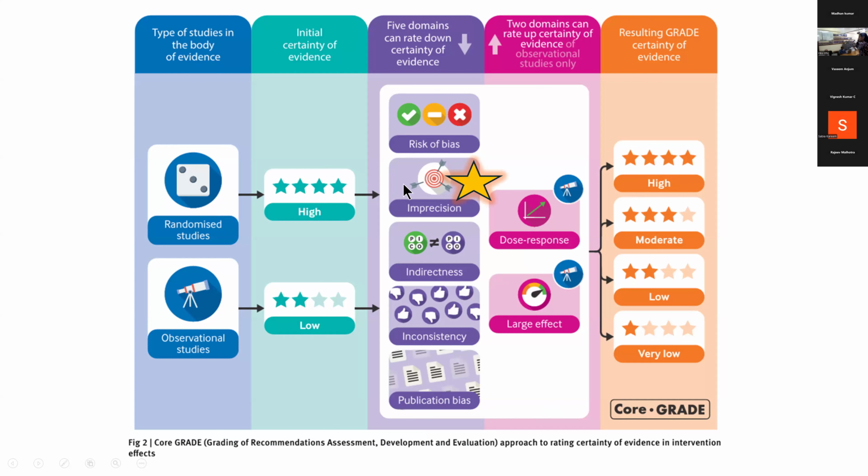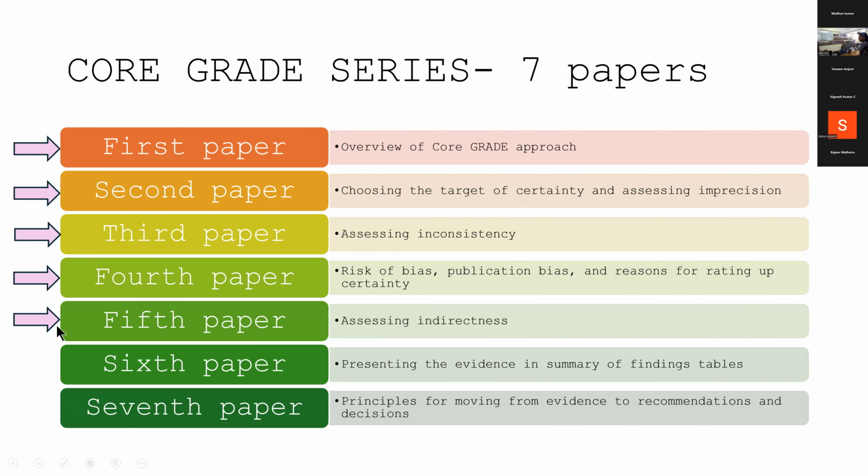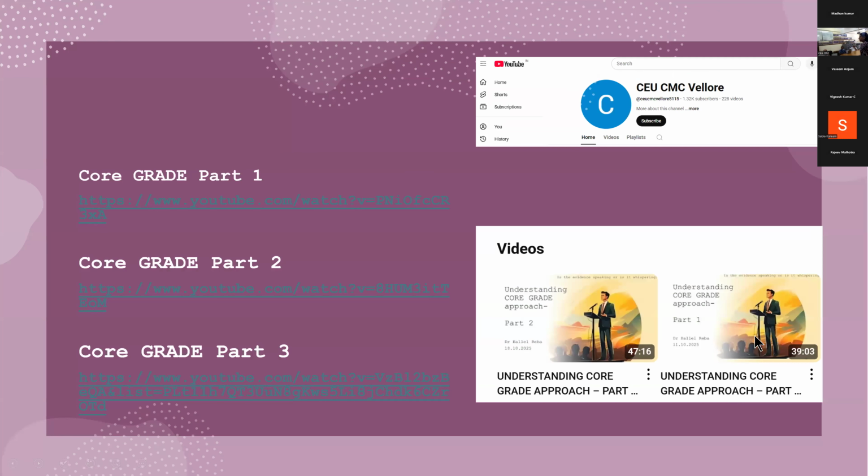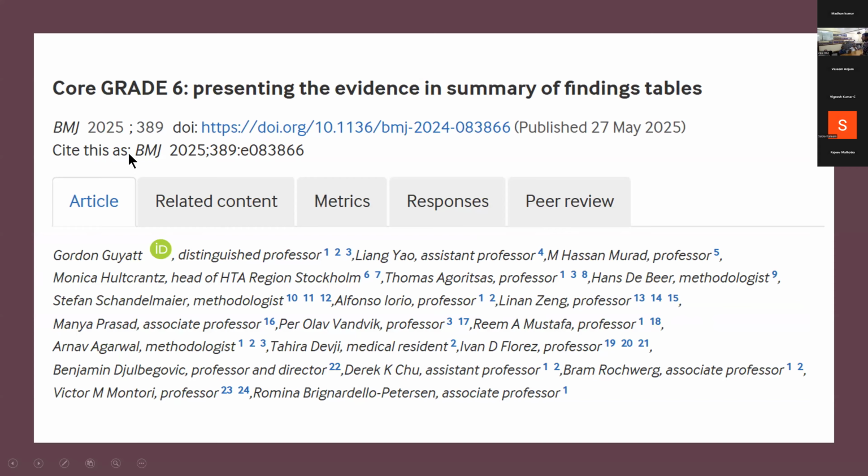We looked at how to rate down for imprecision, inconsistency, risk of bias, indirectness, and publication bias. We also saw how to rate up for dose response as well as large effects for non-randomized studies of intervention. These 5 papers have been covered over the last 3 weeks. So this week, we'll be looking at the 6th and the 7th paper, that is, to present the evidence in the summary of findings table and how to move from evidence to recommendations and decisions. If you want to watch the previous YouTube videos, you can go to our CMC Vellore page and watch the remaining parts. So let's move on.